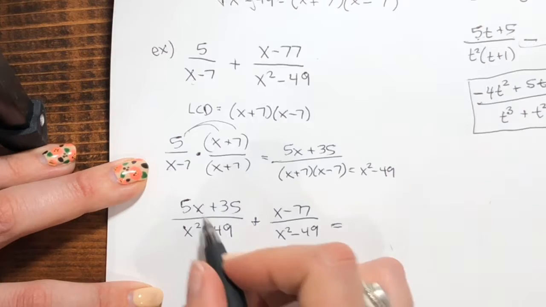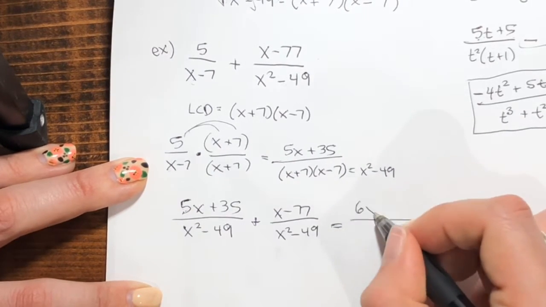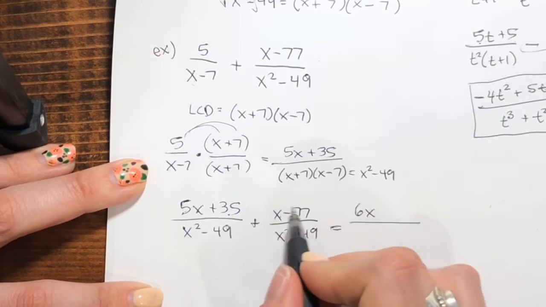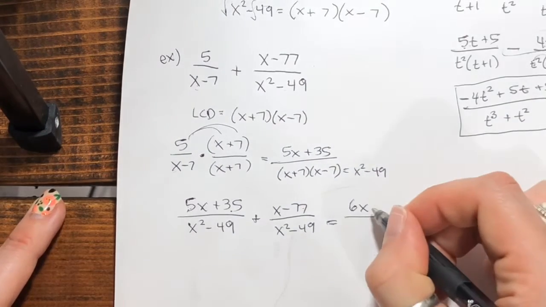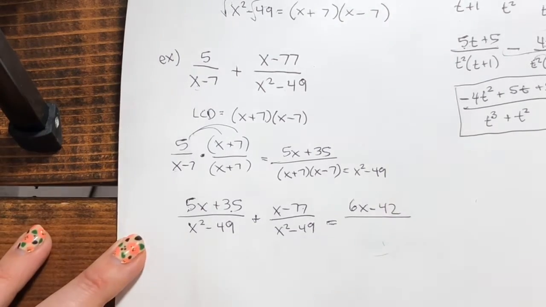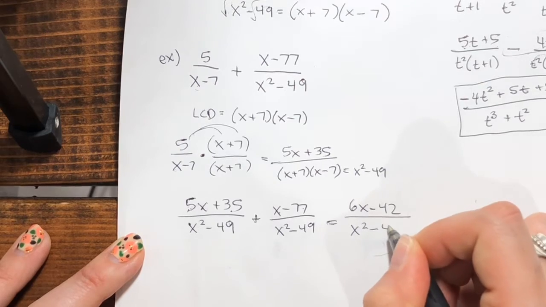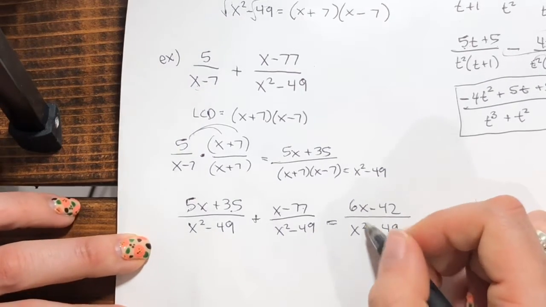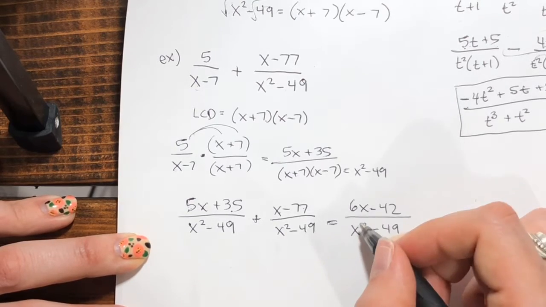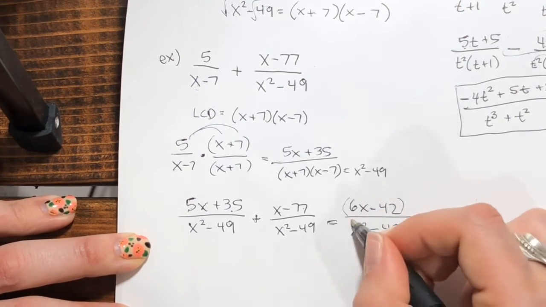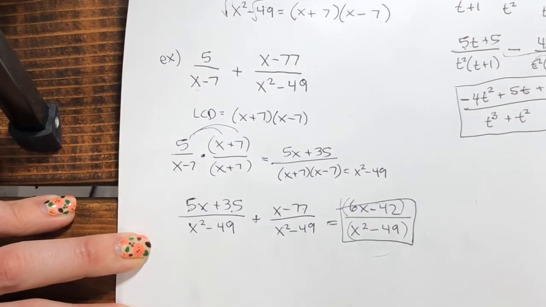So when we add those, let's add those numerators. 5x plus x is 6x. And then 35 minus 77 is negative 42. And then we'll just keep that bottom as x squared minus 49. And then you could try and reduce it, but there's nothing that goes into all four terms, and these groups don't cancel perfectly, so we're just done. And so that is how you would do that.